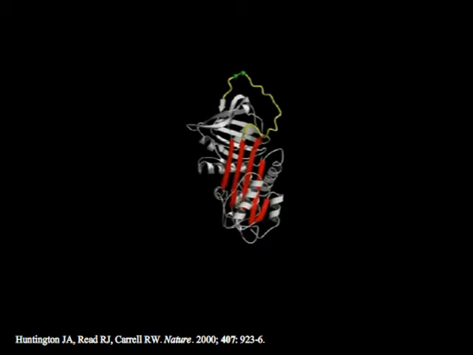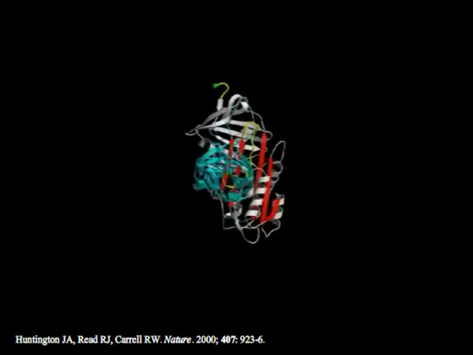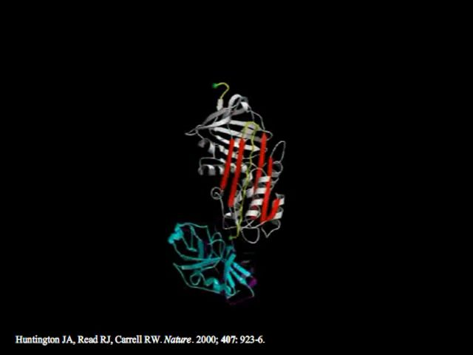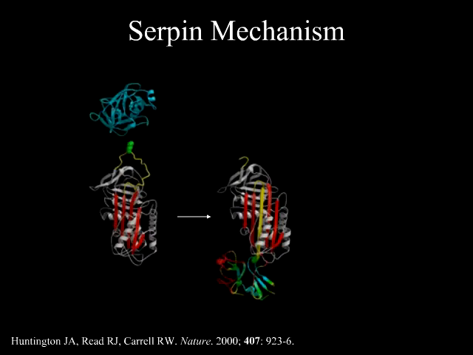At that step, or before that step actually takes place, the protease is translocated to the opposite pole of the serpin, and it's destroyed. And you can see the flashing bit here is about 40% of the protease that we couldn't see in the electron density of the original structure. So this is the serpin mechanism in a nutshell.